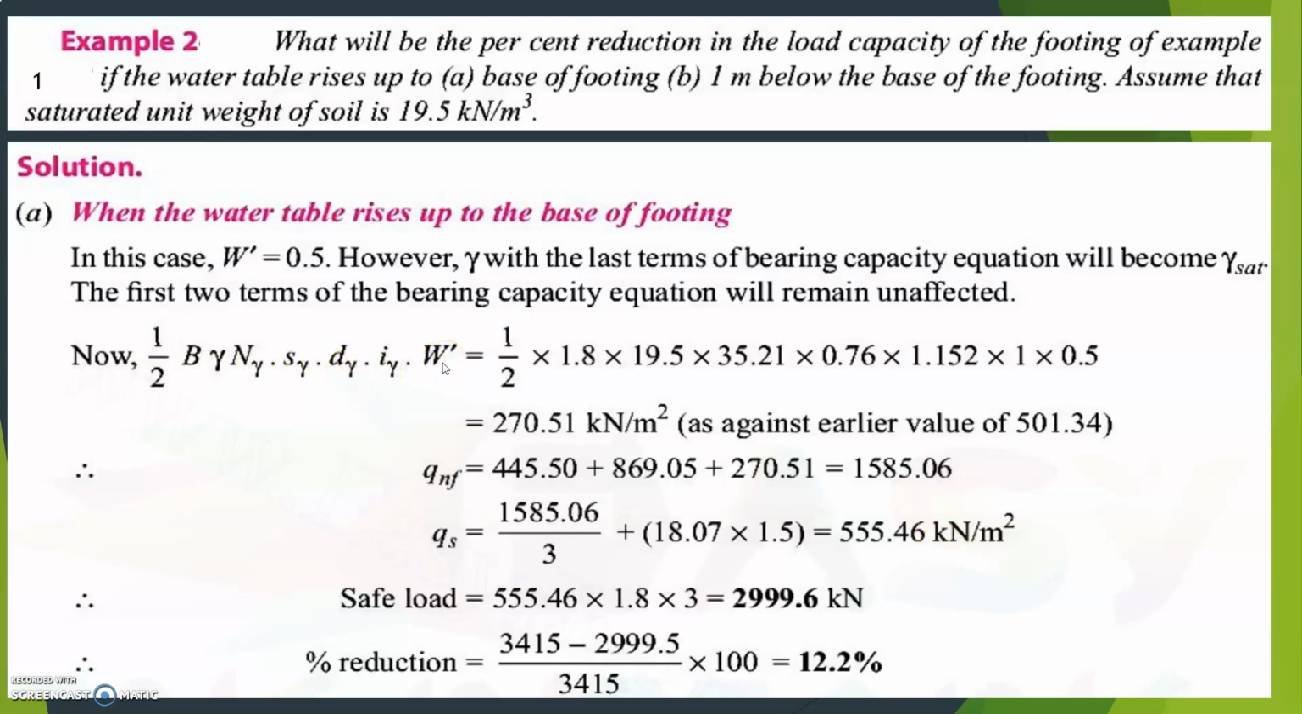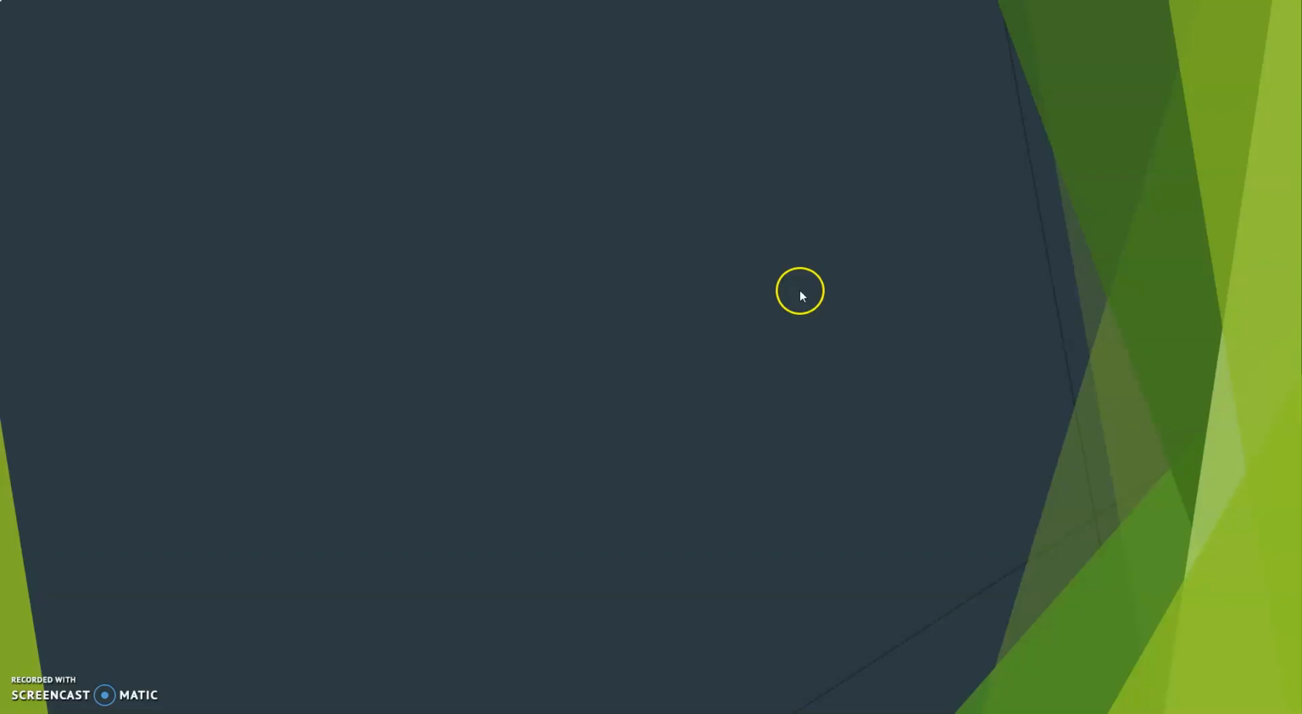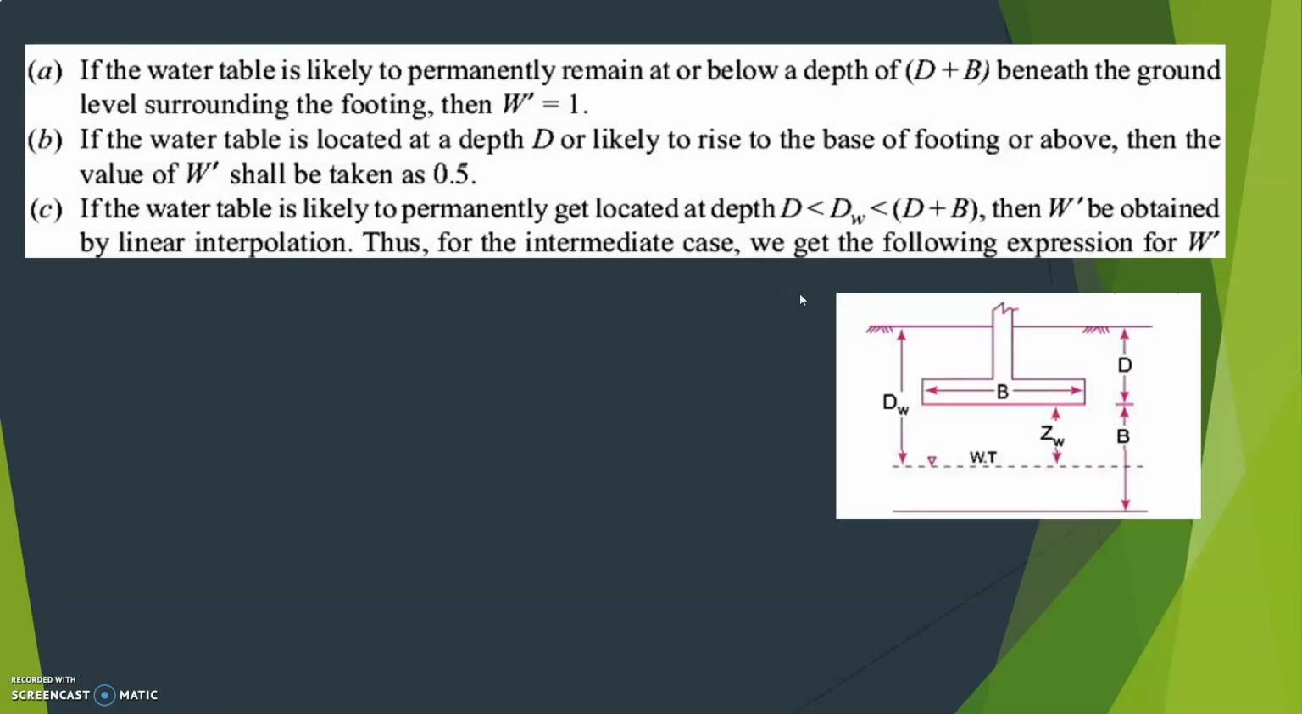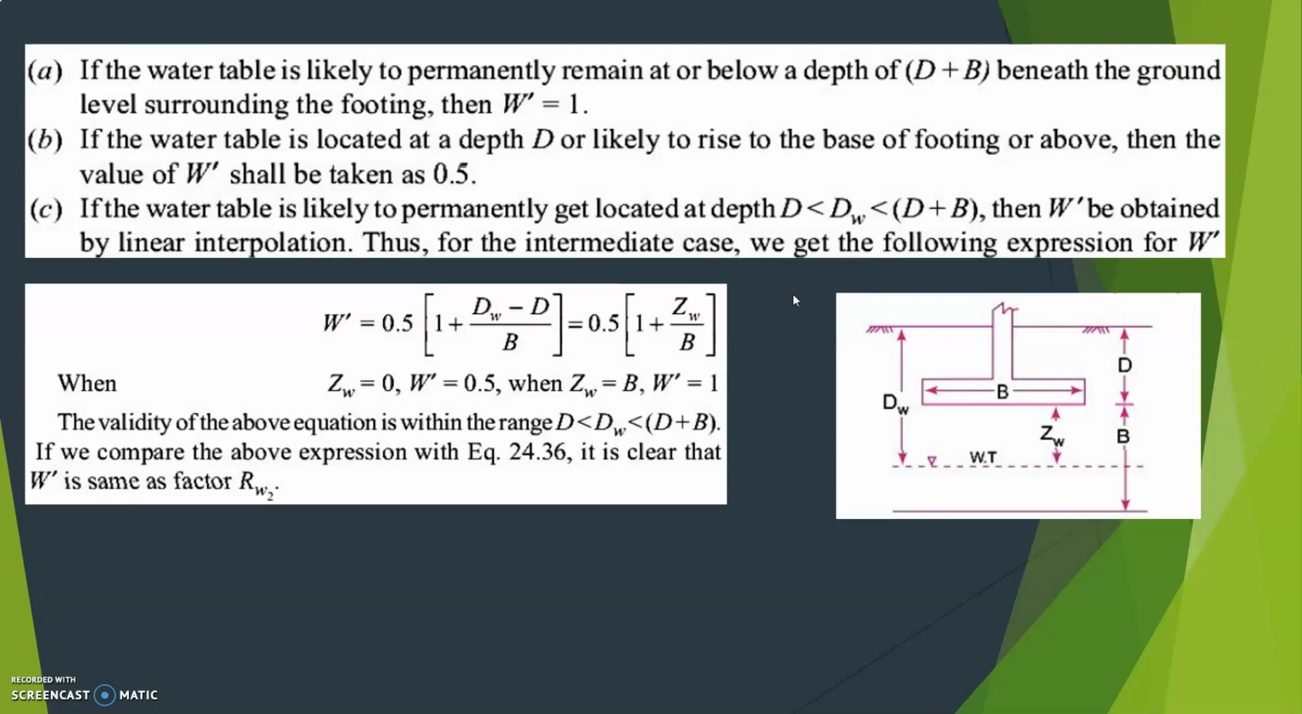Here the water table effect you have to consider. What does it say in this case? W dash is equal to 0.5. Why? As per this, I have shown this in the last theory explanation. If the water table is likely to permanently remain at or below a depth beneath the ground level surrounding the footing, then W dash is equal to 1. This was the first case. Next, if the water table is located at a depth or likely to rise to the base of the footing or above, then the value of W dash shall be taken as 0.5. This is our case now.